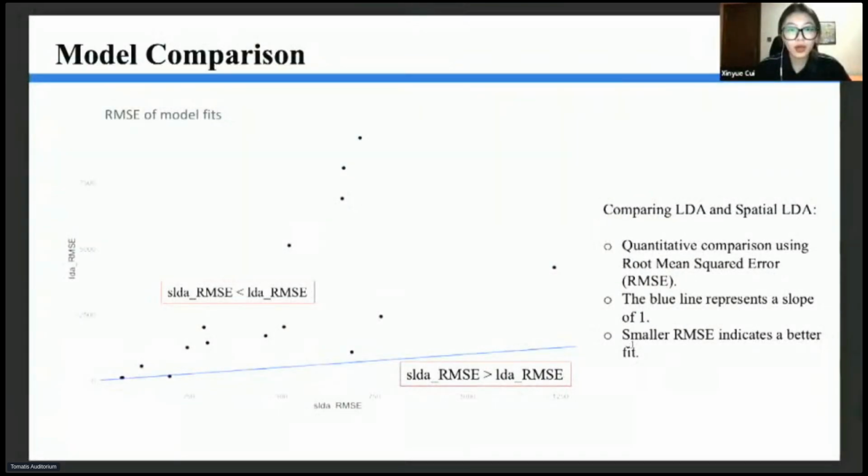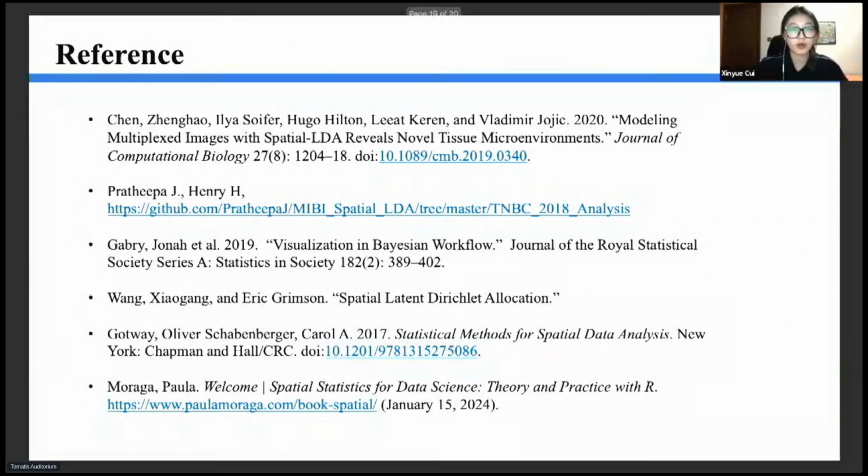Then we compare the fit of spatial LDA to standard LDA using the root mean squared error, RMSE, for each cell type. The scatter plot shows most points above the blue line with slope of 1. So it indicates that spatial LDA has a lower RMSE, and therefore it offers a better fit. In conclusion, enhancing LDA with spatial information allows for better identifying the partitions due to both spatial and non-spatial variations. Here are my references, and thank you for listening.